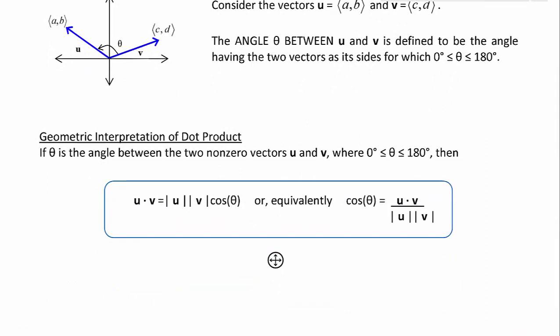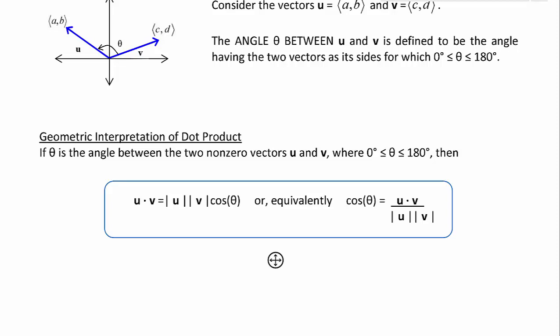If theta is the angle between the two non-zero vectors u and v, where theta falls between 0 and 180 degrees, then u dot v is equal to the magnitude of u times the magnitude of v times cosine of theta. Frequently, we're using this formula to find theta, so we often remember the formula instead as cosine of theta equals u dot v divided by the magnitude of u times the magnitude of v.